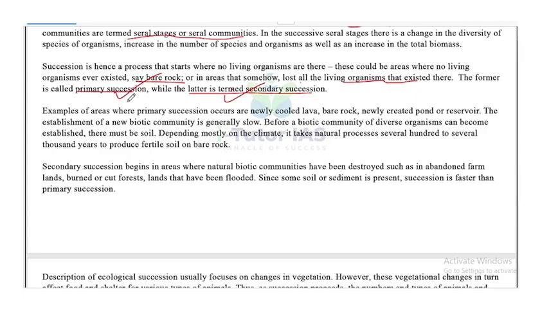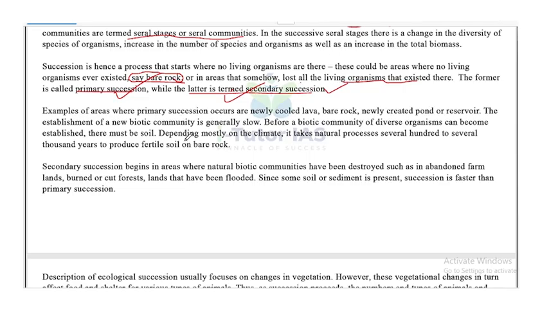So what is a primary succession? Primary succession takes place in an area where no organism ever existed before. An example is a bare rock or a newly cooled lava surface which has become a rock. And the succession that takes place in an area where organisms existed before and were destroyed for some reason is known as secondary succession.